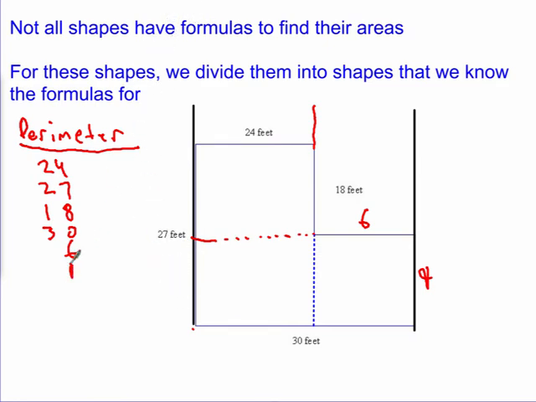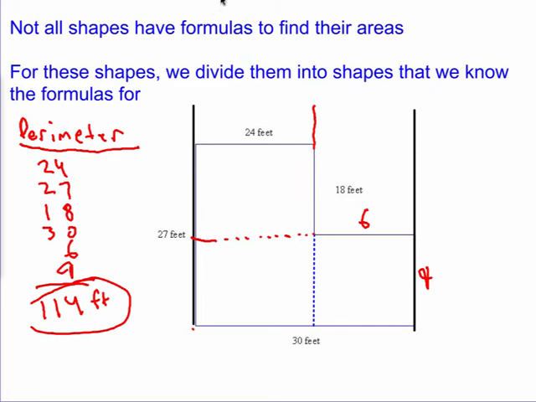So I can add them all up. I'm going to do 24 plus 27 plus 18 plus 30 plus 6 plus 9, and I get a perimeter of 114 feet. All right. So all I did is add up along the outside, and I just had to figure out what these two missing sides were.